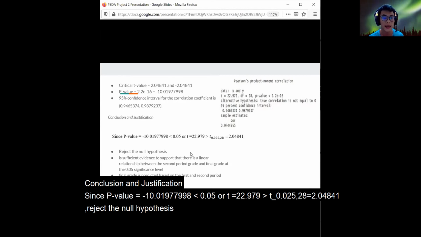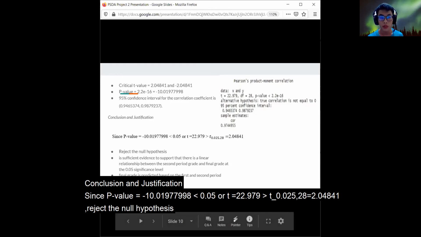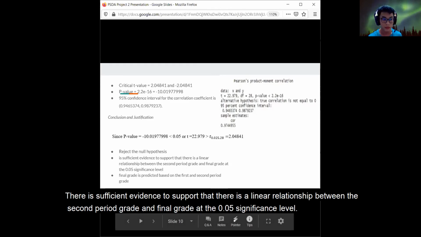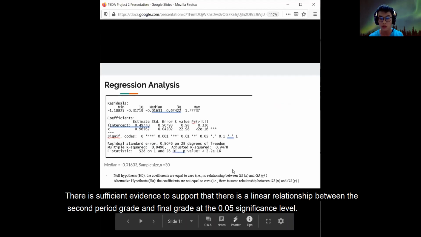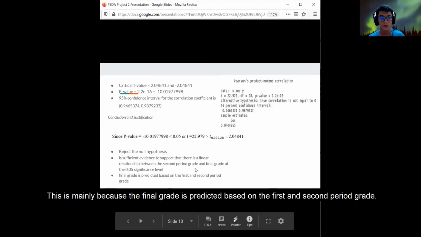For conclusion and justification, since the p-value equals negative 10.019779998, which is less than 0.05, and the t value equals 22.979, which is greater than the critical t value, which is 2.04841, therefore we reject the null hypothesis. There is sufficient evidence to support that there is a linear relationship between the second period grade and final grade at the 0.05 significance level. This is mainly because the final grade is predicted based on the first and second period grade.